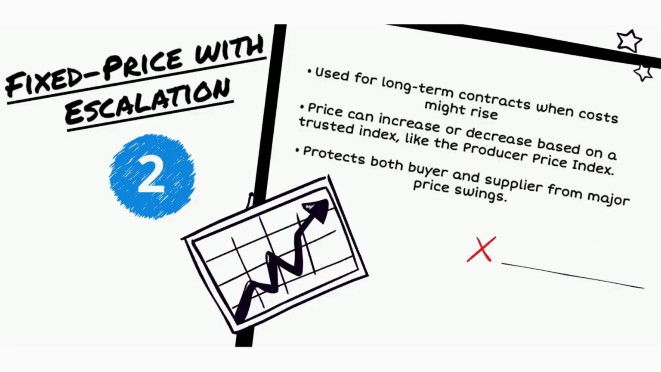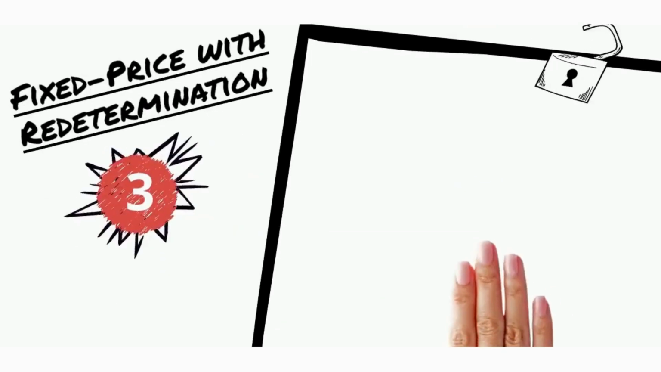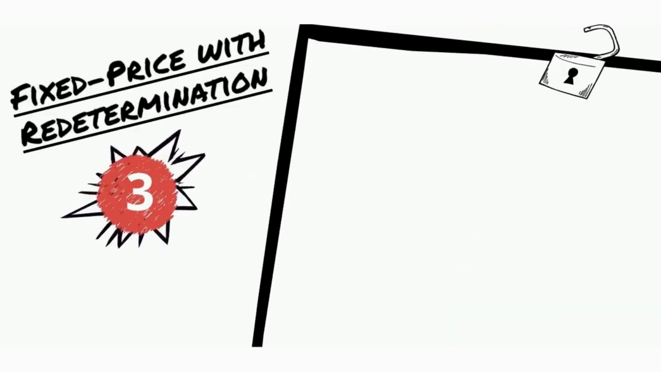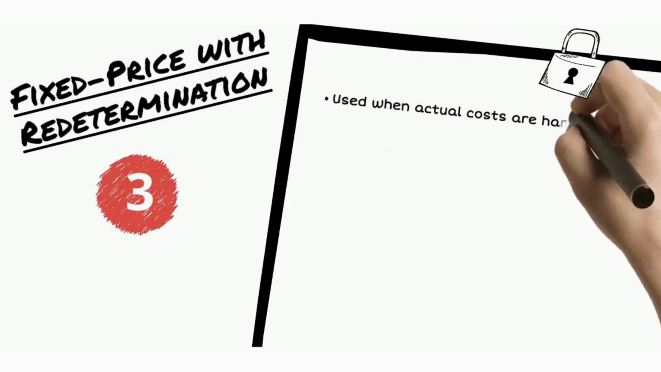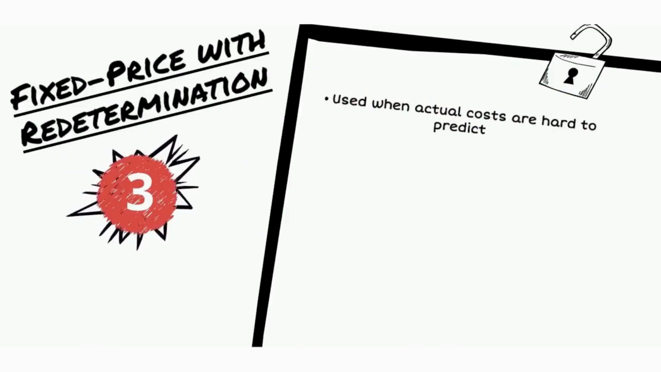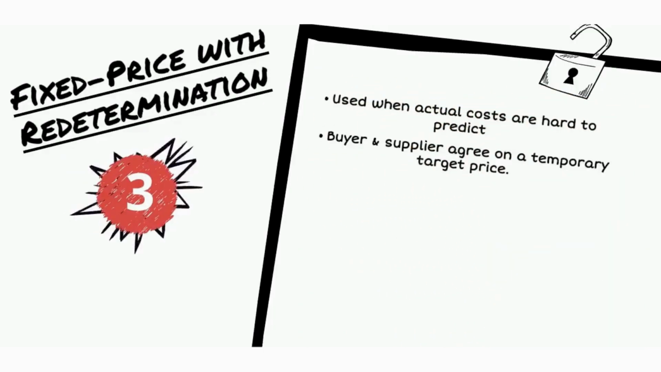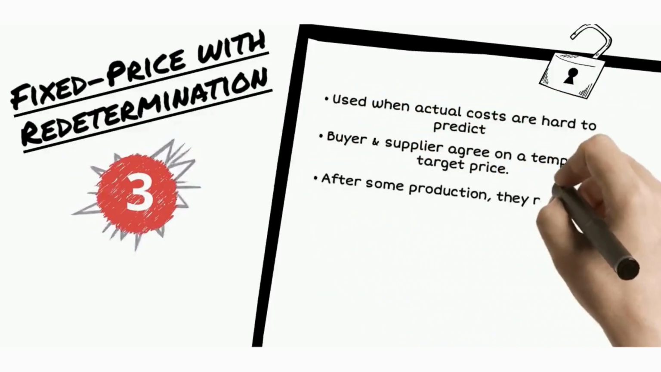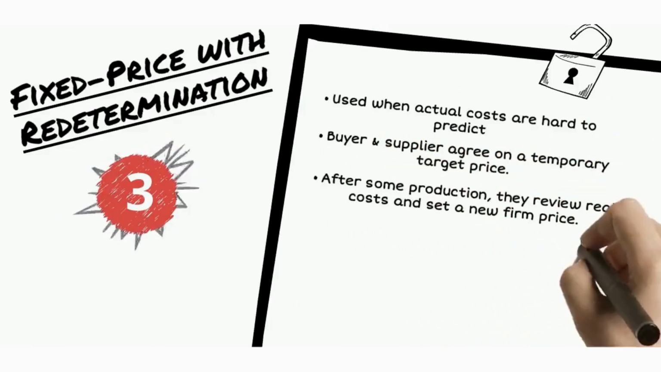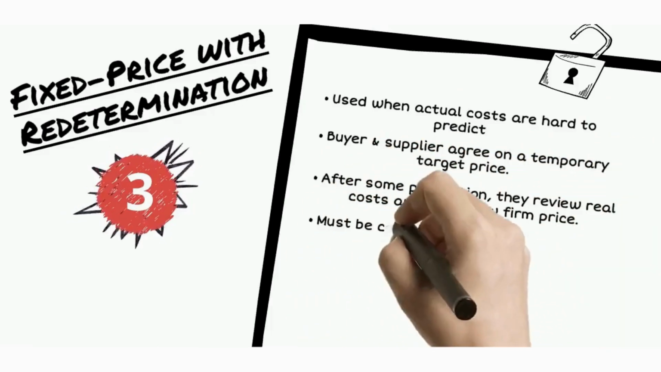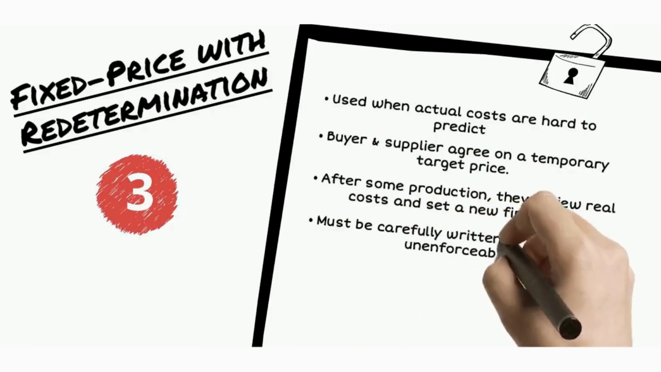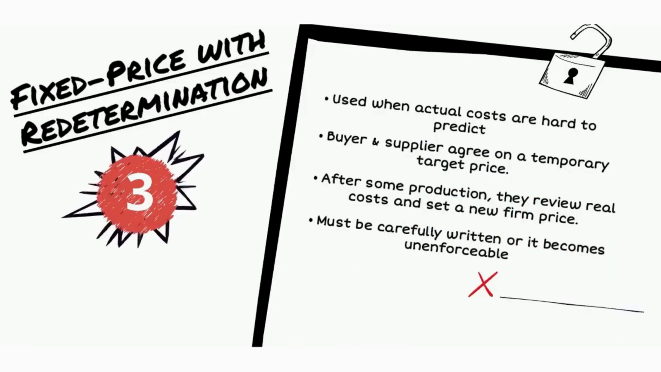Moving on to the third type of fixed price contracts, we have fixed price with redetermination. This type is used when actual costs are hard to predict. Both the buyer and supplier agree on a temporary target price, and then after production has begun and actual costs have been incurred, they review the real costs and set a new firm price. But you must be careful with these types of contracts, as contracts that call for an agreement to agree in the future are not enforceable by law, leaving both sides vulnerable.